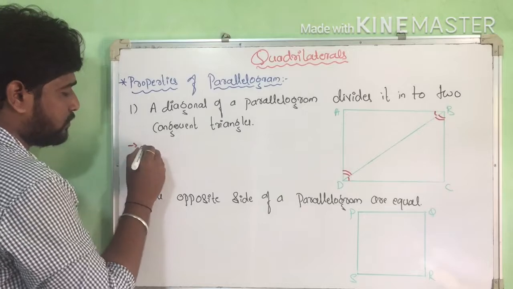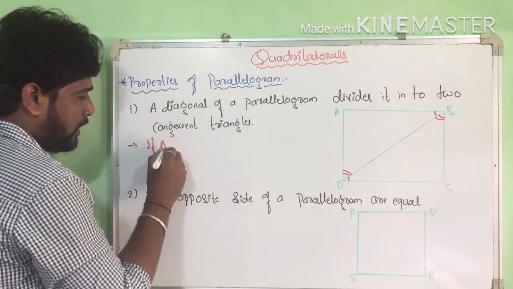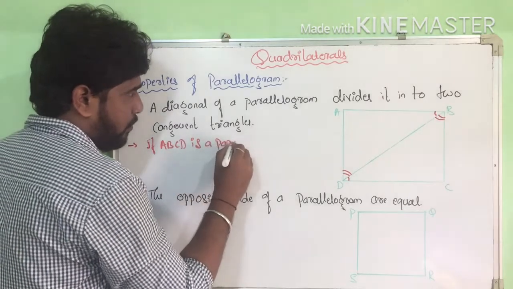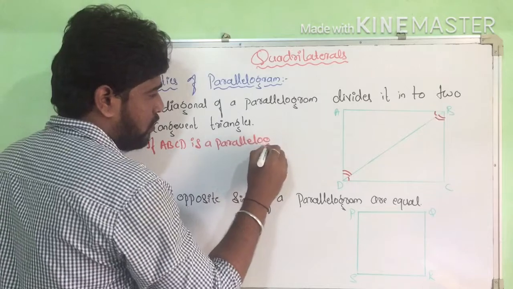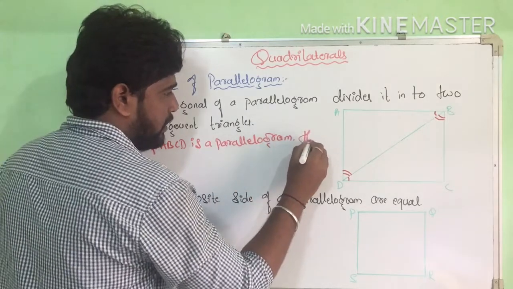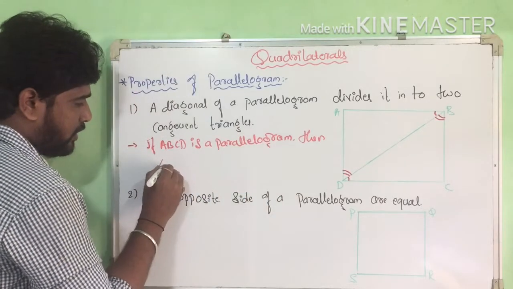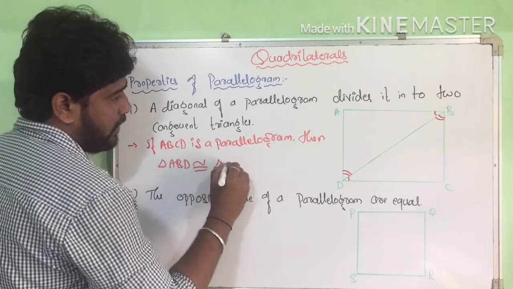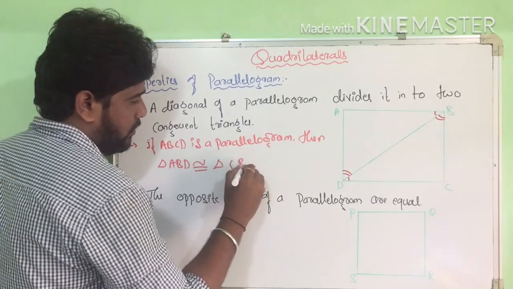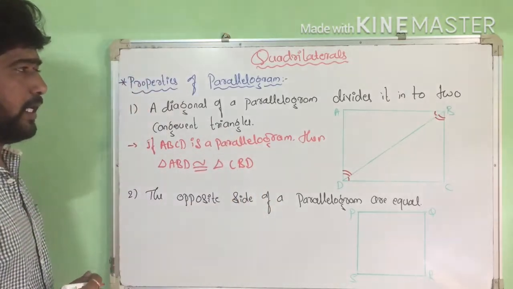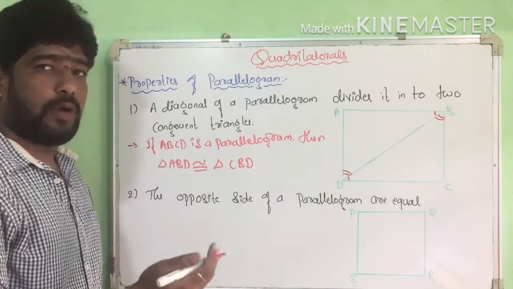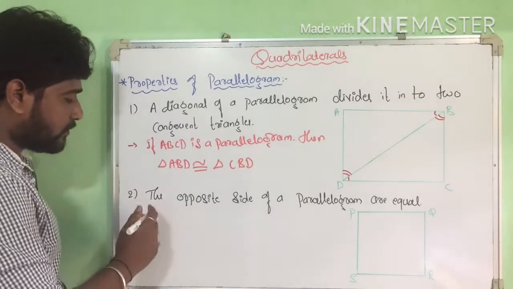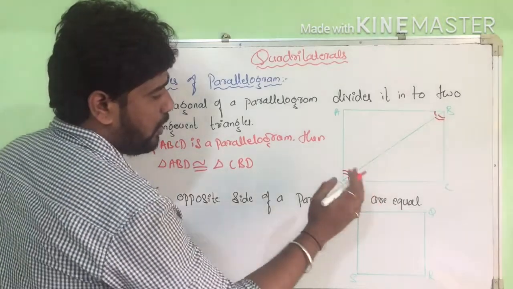So write down here, if ABCD is a parallelogram, then the triangle ABD is congruent to the triangle CBD. Is it clear? So here the diagonal of a parallelogram divides it into two congruent triangles. Is it clear? Then the second one, the opposite sides of a parallelogram are equal.